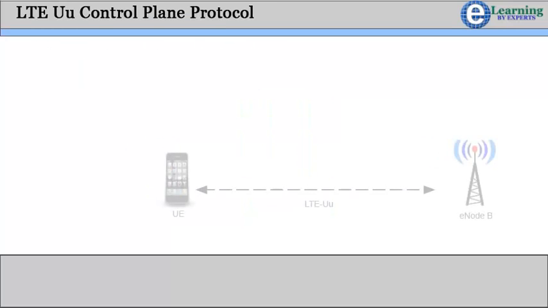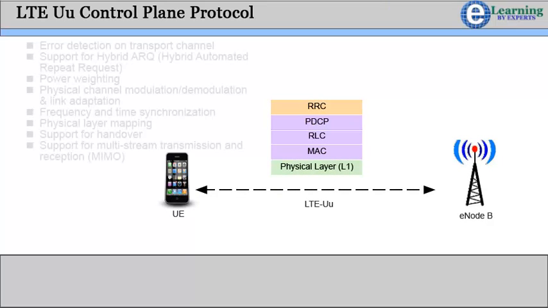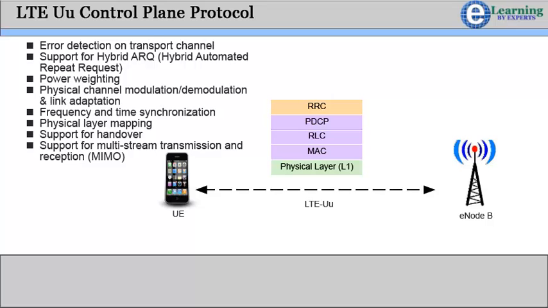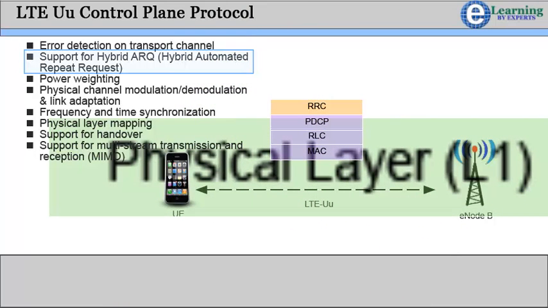Let us now examine LTE Control Protocol Stack. Physical layer on the UU interface supports following main functions: error detection on transport channel, support for hybrid ARQ, hybrid automated repeat request, power weighting, physical channel modulation, demodulation and link adaptation, frequency and time synchronization, physical layer mapping, support for handover, support for multi-stream transmission and reception, MIMO.